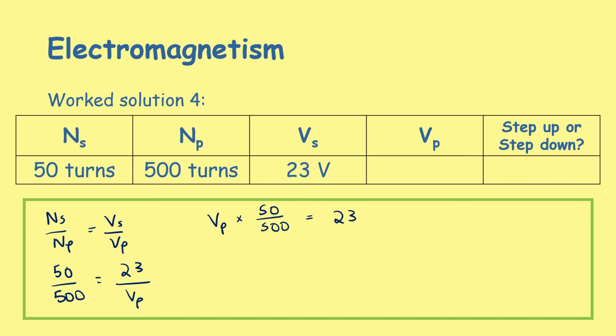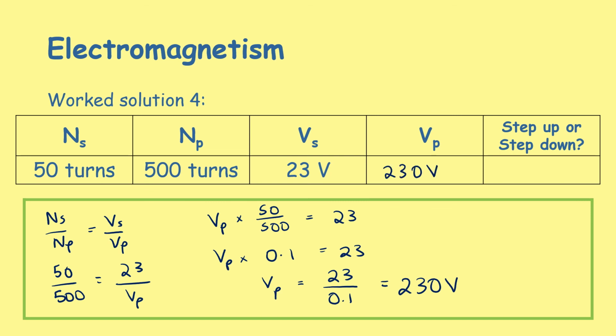We can simplify our 50 over 500. That's equal to 0.1. Oh, we don't want an equal sign there. It's still multiplying. VP times 0.1 equals 23. And now we can take the 0.1 onto the right hand side by dividing. So our primary voltage equals 23 divided by 0.1, and that gives us a final answer of 230 volts.